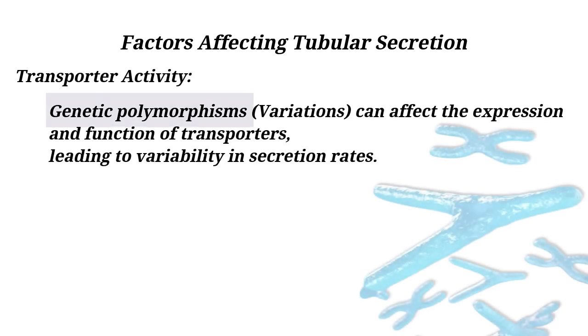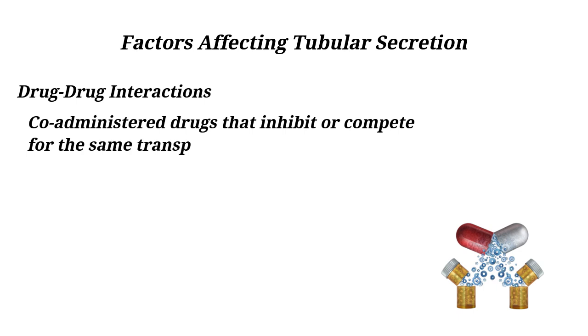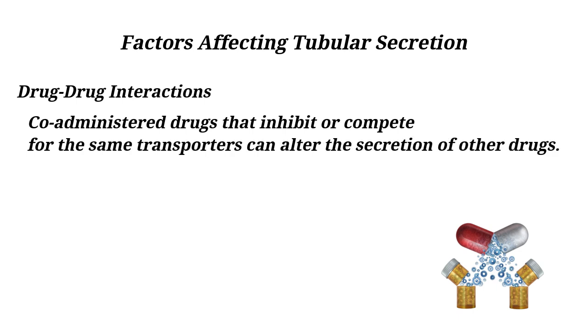Factors affecting tubular secretion. 1. Transporter activity. Genetic polymorphisms can affect transporter expression and function, leading to variability in secretion rates. 2. Drug-drug interactions. Co-administered drugs that inhibit or compete for the same transporters can alter the secretion of other drugs.